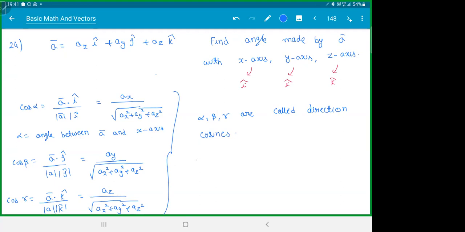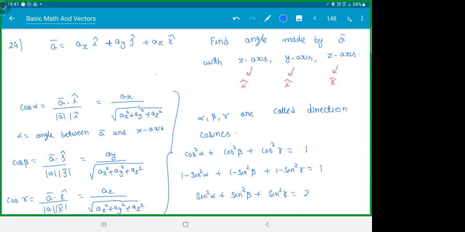Now if you observe something here, cos square alpha plus cos square beta plus cos square gamma will be equal to 1. I can write this as 1 minus sine square alpha plus 1 minus sine square beta plus 1 minus sine square gamma is equal to 1. So this becomes sine square alpha plus sine square beta plus sine square gamma is equal to 2. You can remember this. These are called direction cosines.